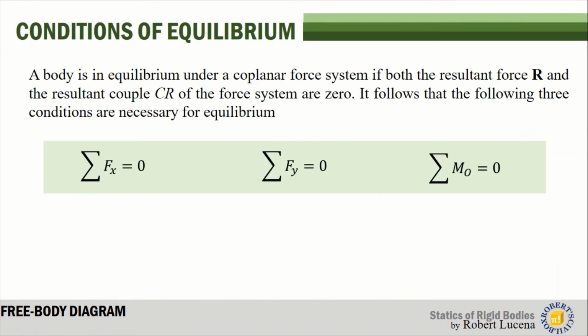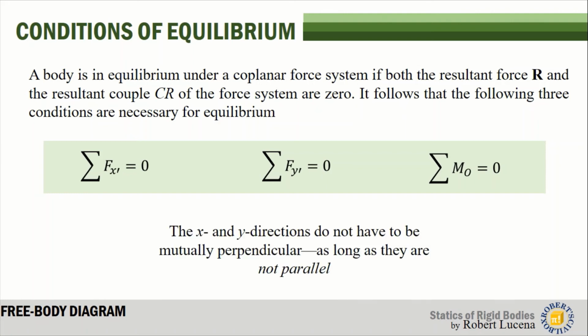Now, we know how to draw the free body diagram, and the last of our objective is to analyze the free body diagram by using the conditions of equilibrium. So the conditions of equilibrium says that for a body to be in equilibrium, it should satisfy these three equations. Summation of forces along x equals 0, summation of forces along y equals 0, and summation of moment at any point should be equal to 0. I have discussed this conditions of equilibrium in my previous video, so you might want to watch it for a deeper understanding.